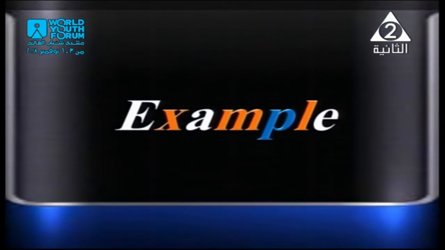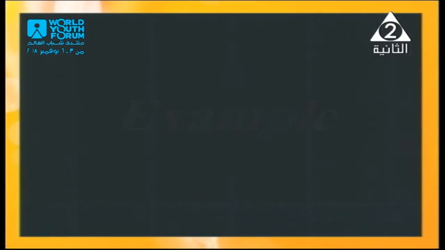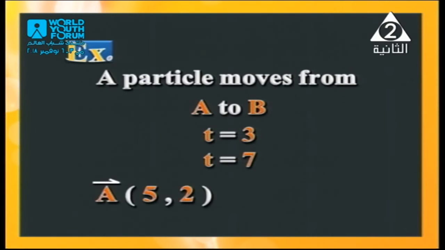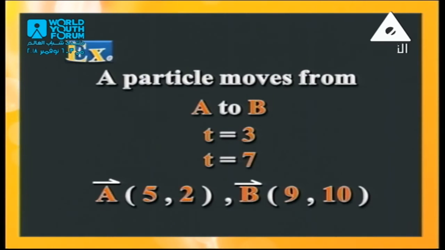Another example. A particle moves from A to B. We have two points and times: at the first point t equals 3, at the second point t equals 7. Vector A represents the ordered pair (5, 2), vector B the ordered pair (9, 10). What is the required? Find the average velocity.